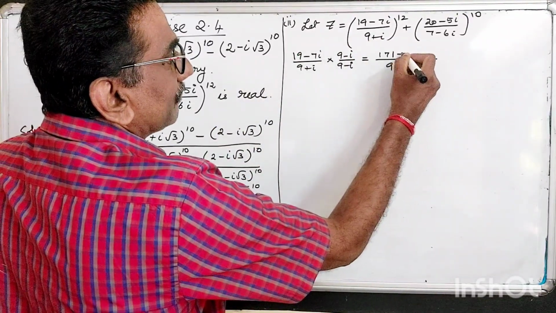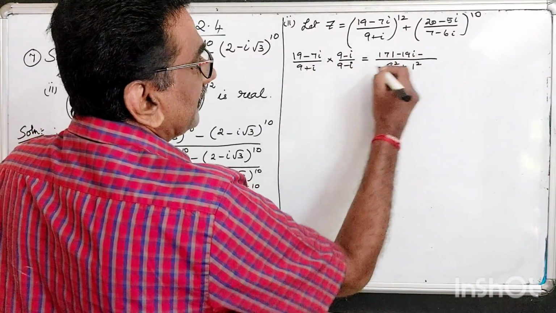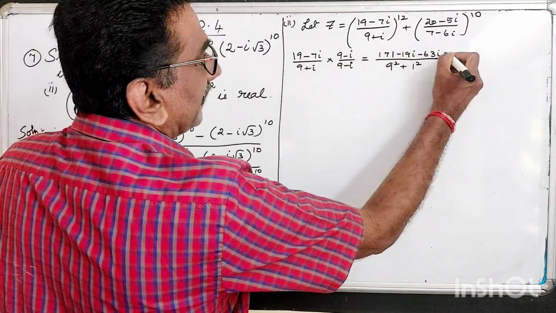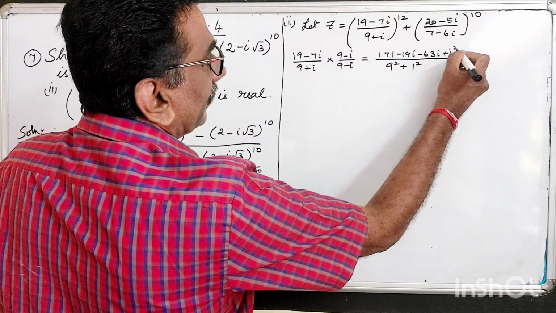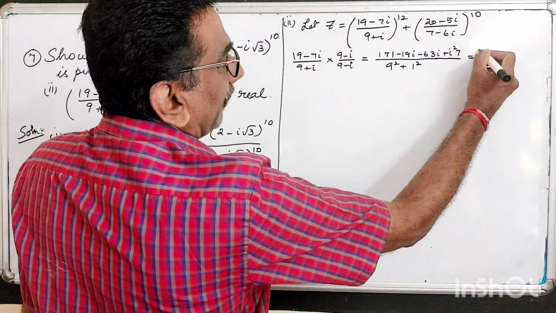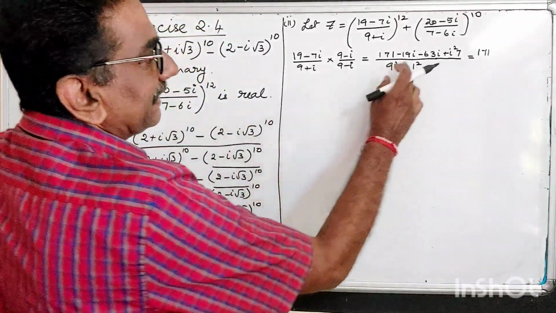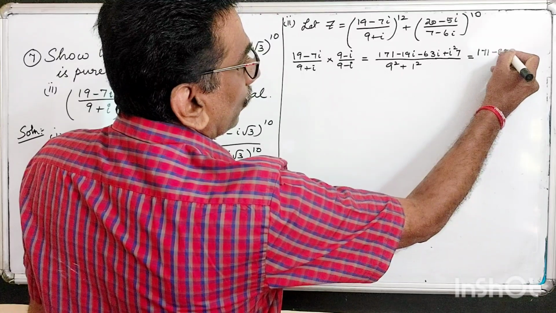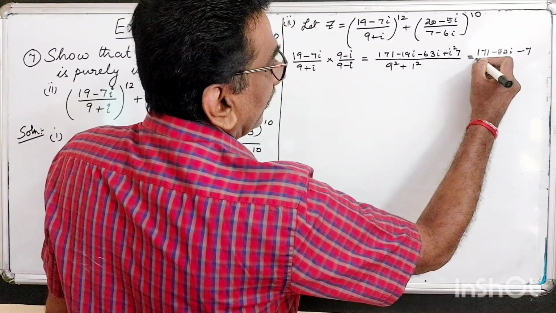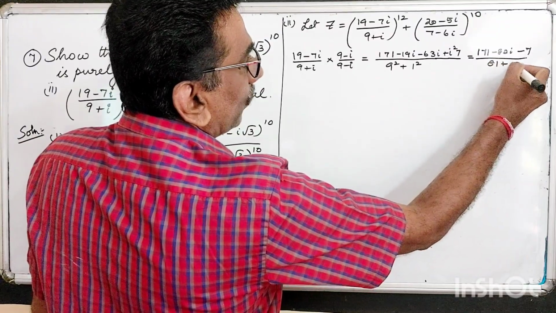19 into minus i is minus 19i. Minus 7 into 6i, which is minus 63i. Minus into minus gives plus i square into 7. Now I am grouping the real part and imaginary part. This is 171. Minus 19 minus 63 is minus 82i. i square is minus 1, which is minus 7, divided by 9 square is 81, plus 1 is 1.